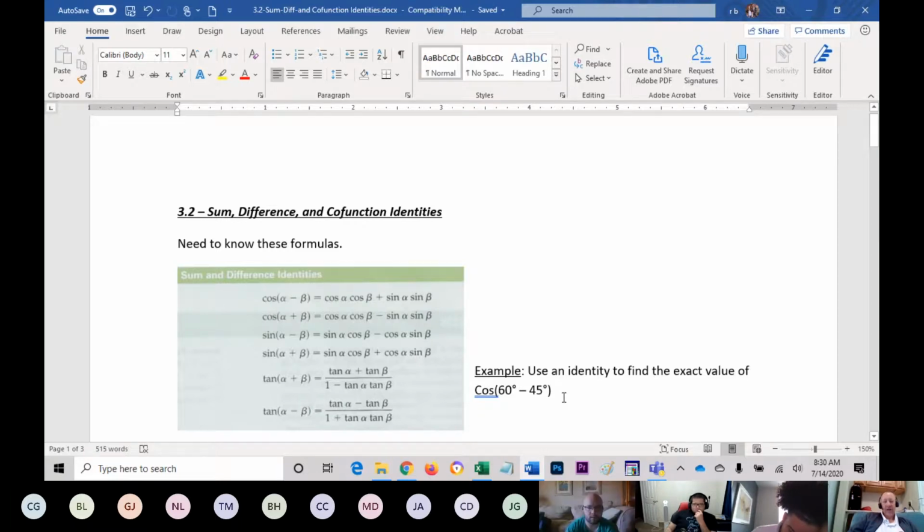So the nice thing about this is we're going to ask you to use an identity to find the exact value of cosine of 60 minus 45 degrees. Okay. Now you may think, what is this? This is the cosine of 15 degrees. Well, 15 degrees isn't what I asked you to memorize last time. But I did ask you to memorize 60 and I did ask you to memorize 45. So theoretically, we can use that to find the cosine of 15 degrees without a calculator, okay?